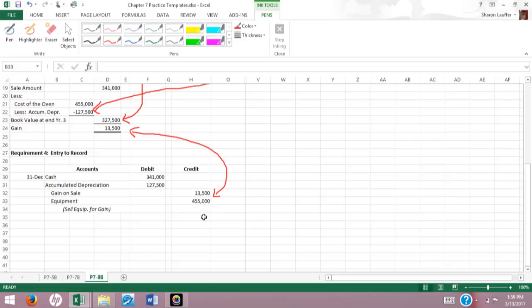Now on your homework, I believe you have a loss on the sale. So if you have a loss on the sale, instead of a credit for a gain on sale, you're going to debit loss on the sale. So that's going to be the only difference. But the rest of this should be the same.